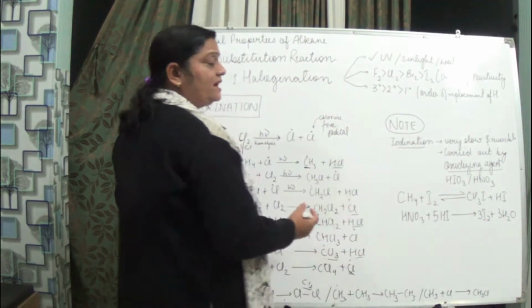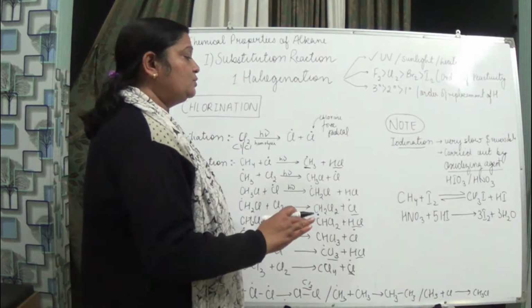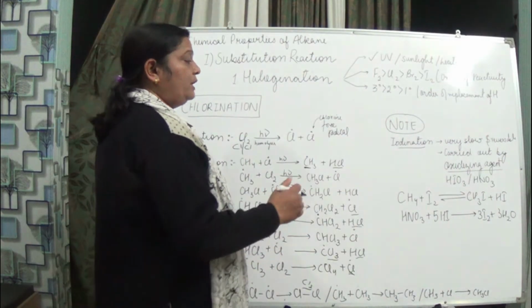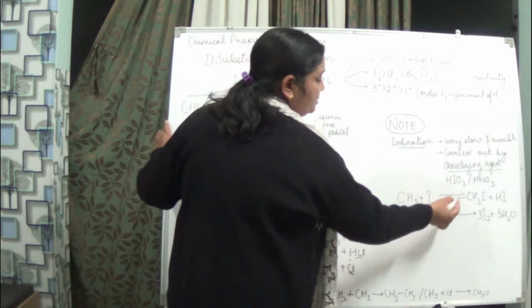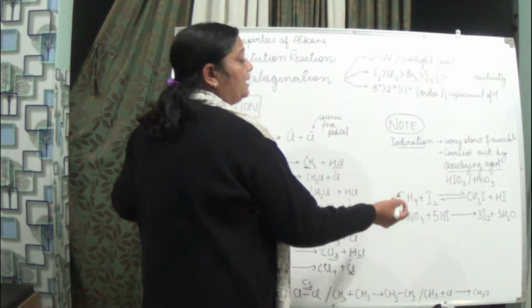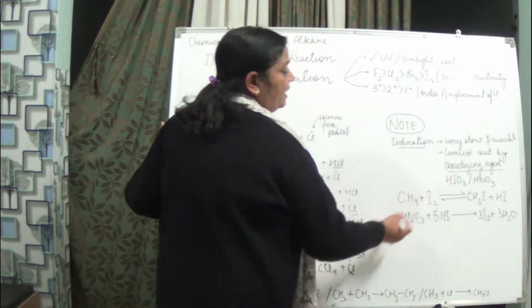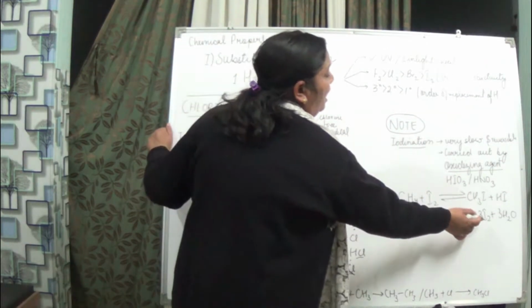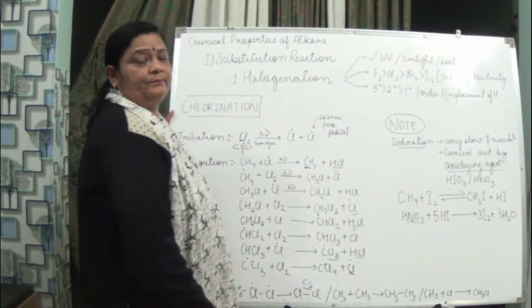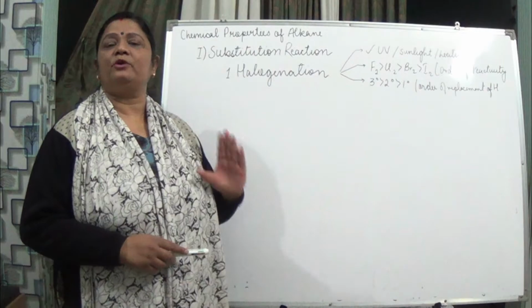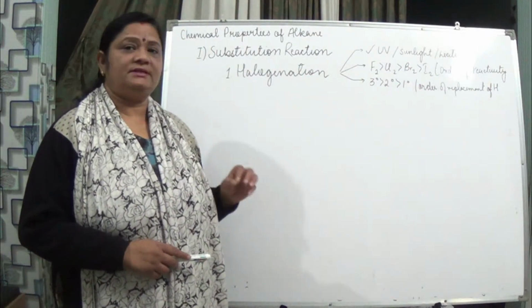And if the oxidizing agent is not added, what will happen? The reaction will not go fast. So here we are seeing that yes, the reaction is going on. We have added HNO3, suppose, as the oxidizing agent. It will react with hydrogen iodide to form what? Iodine and water. So we have studied chlorination, bromination and iodination, how it is taking over.